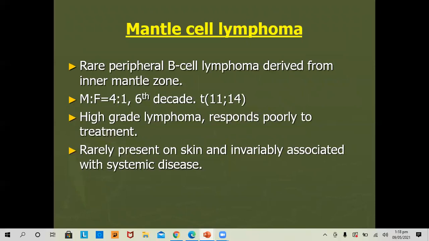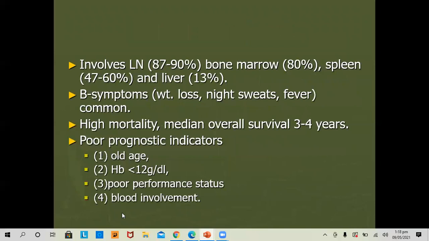First, the mantle cell lymphoma. It is a rare cutaneous B-cell lymphoma, which is derived from the mantle zone of the germinal centers. Male-female ratio is 4:1 and mainly seen in the 6th decade. It is a high-grade lymphoma and responds poorly to treatment. It rarely presents on skin and is invariably associated with systemic disease.